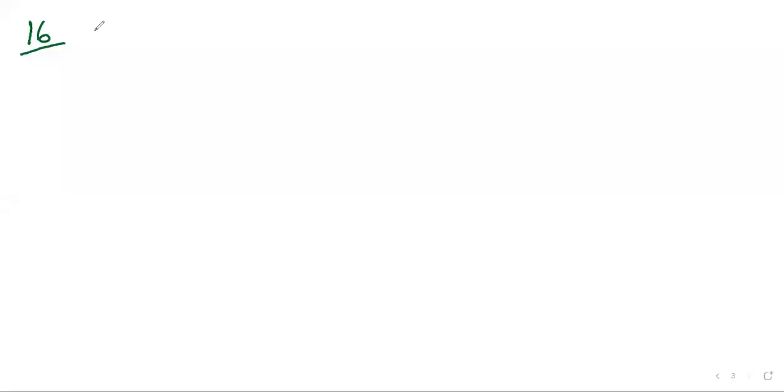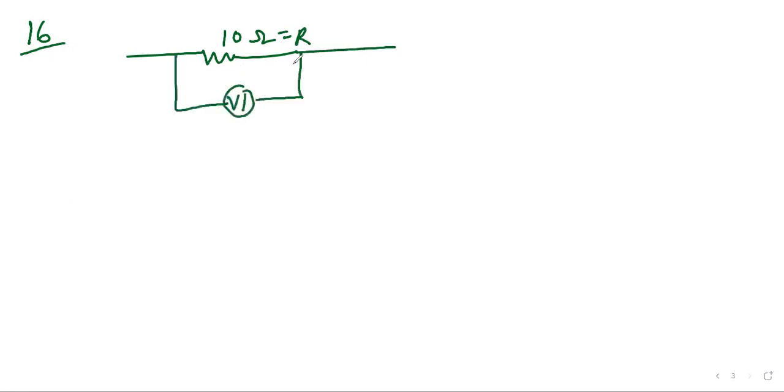Now look at question number 16. In the circuit shown below, what will be the reading of the voltmeter and ammeter? So it is asking about the reading. First make the diagram. This is your 10 ohm resistor, given by R, and current is passing through it. There is a potential difference applied across it, and this is your ammeter to measure the current.